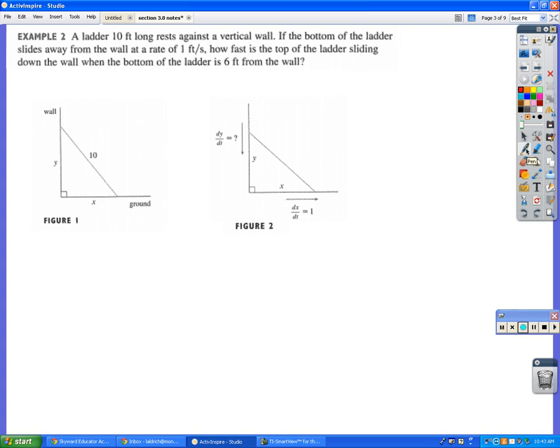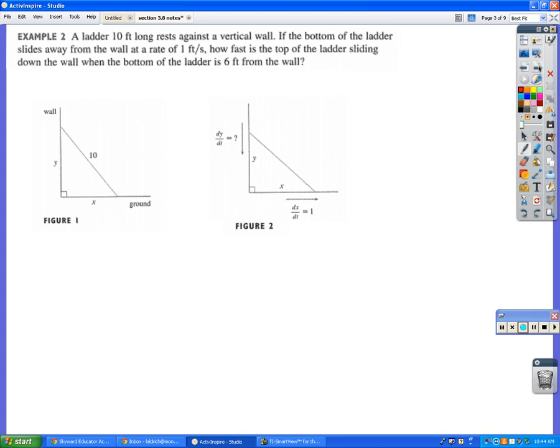It says a ladder 10 feet long rests against a vertical wall. If the bottom of the ladder slides away from the wall at a rate of 1 foot per second, how fast is the top of the ladder sliding down the wall when the bottom of the ladder is 6 feet from the wall? The reason I like this problem is because your instinct is wrong. They're the same, yeah. If the bottom's sliding away at 1 foot per second, then the top has to be going at the same rate because they're connected. Turns out to be incorrect, okay?